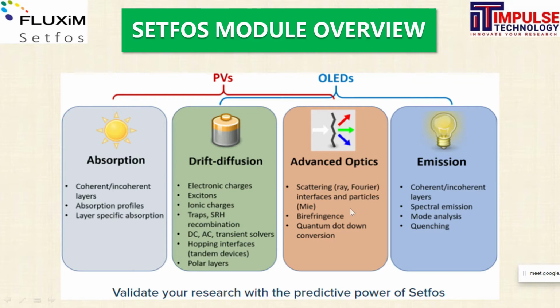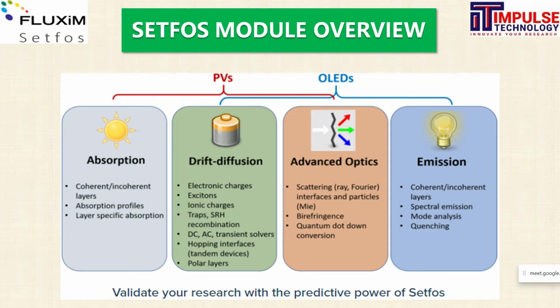For advanced research on solar cell and LED devices, where you would like to include texturing, ray tracing, scatterings, quantum dot, nanoparticle effect, wire fringes, then these advanced optics models are required for advanced research analysis. But a minimum of 2 modules is recommended for solar cell devices. Similarly, for LED devices, 2 modules, drift diffusion and emission module, are required for LED device simulations.